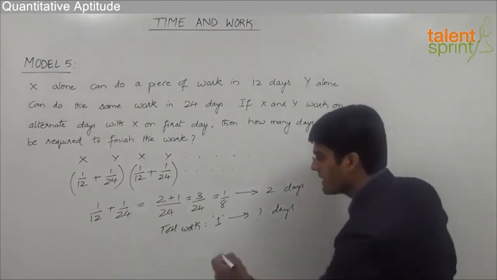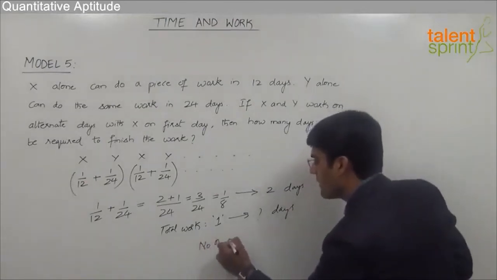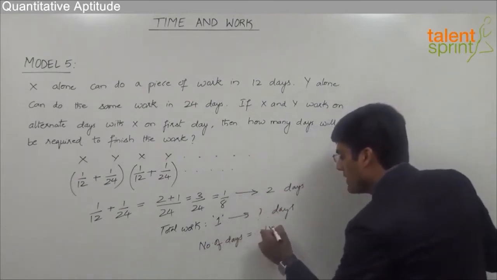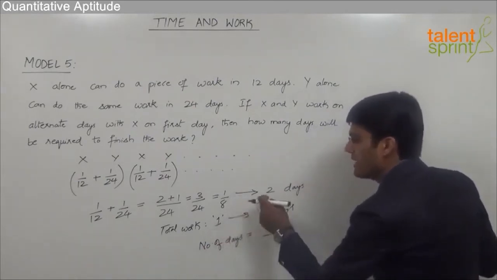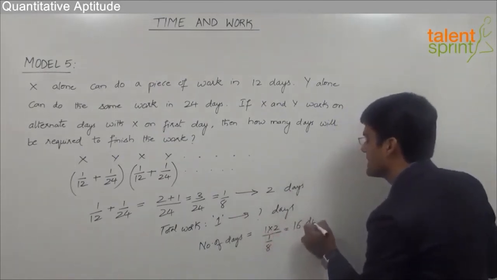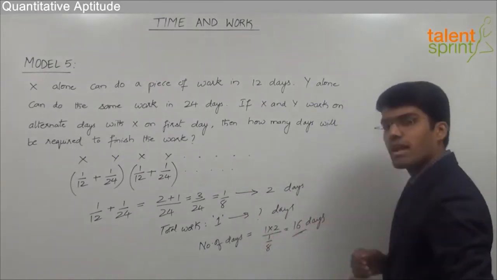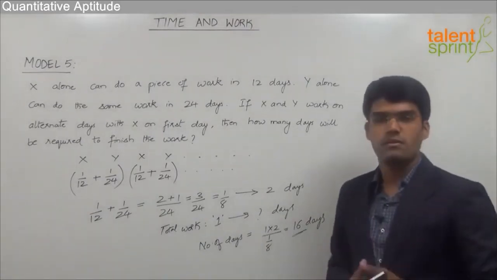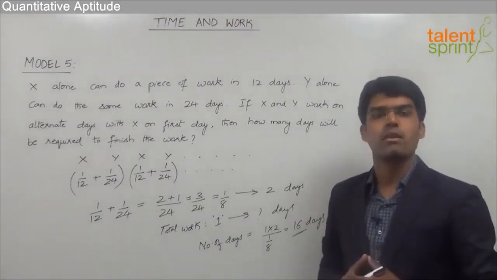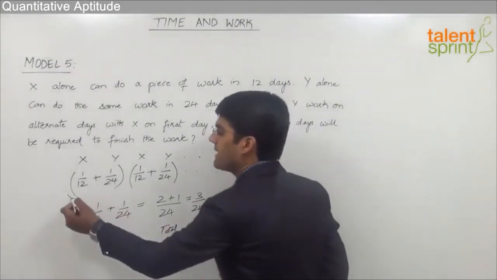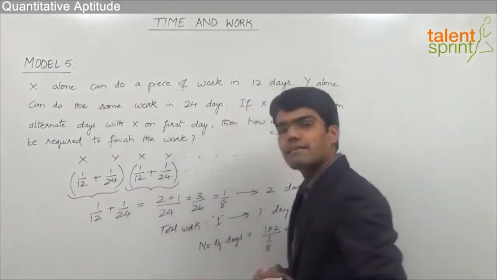So we can say that the number of days required when X and Y work alternatively will be 1 into 2, that is 1 into 2 divided by 1 by 8, which is equal to 16 days. So our answer here should be 16 days. So friends, this is how we can solve questions related to people working on alternate days. The only thing which needs to be understood here is the correct pattern which repeats itself at regular intervals.